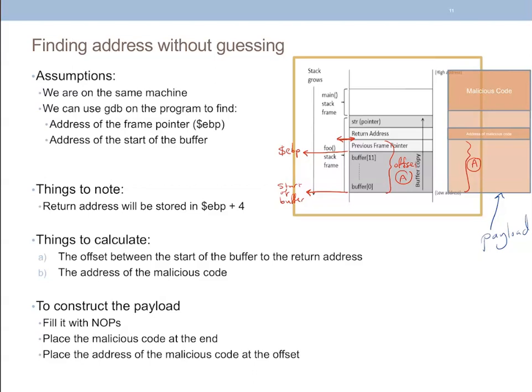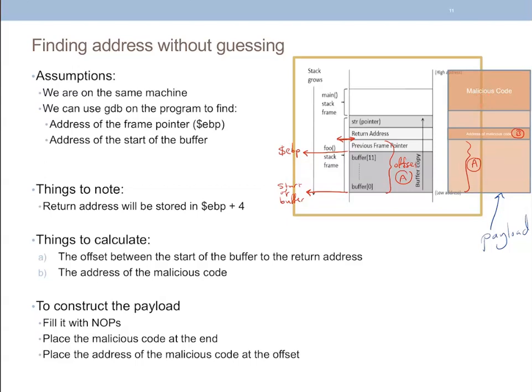Okay, now the second thing that we're going to have to calculate or figure out is B, which is the address of the malicious code, right? Because we want to put the address of our code onto the stack, and we have to put it at the correct location, right? So we figured out the correct location using A, but now how do I know what the address of this thing is?